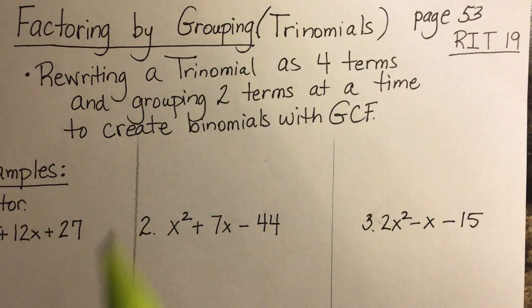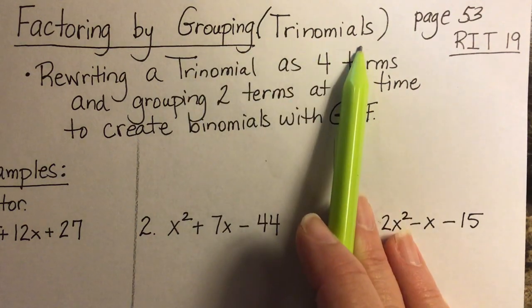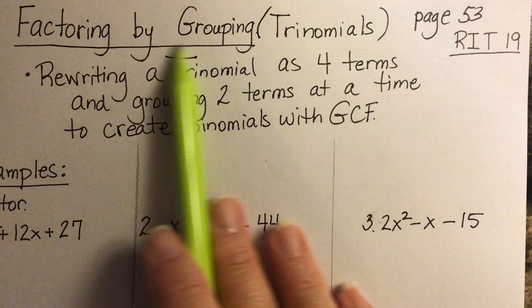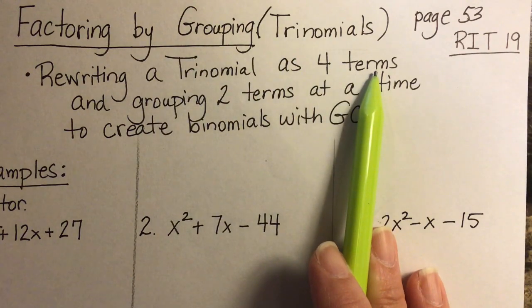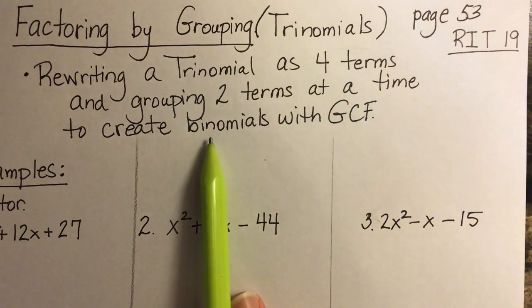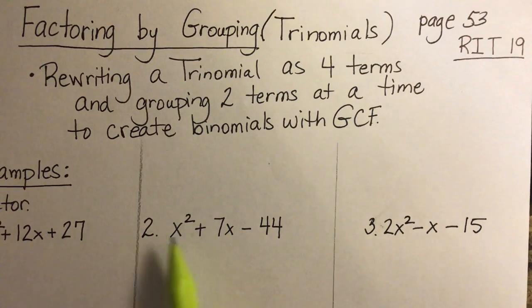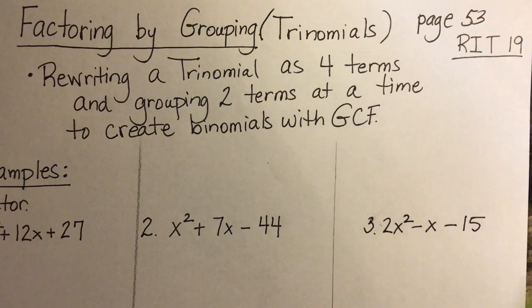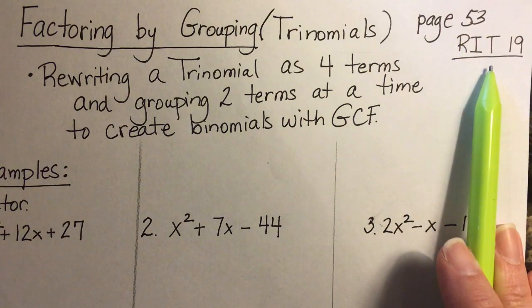Okay, as I start this lesson today on factoring by grouping and talking about trinomials, the method factoring by grouping is used when you see four terms and you try to group two terms together and then take out the greatest common factor. What we're going to do is take these trinomials down here. I have 5 examples, and we're going to turn them into 4 terms and then use the method factoring by grouping. Here's our page number, Reimagine Time Day 19.